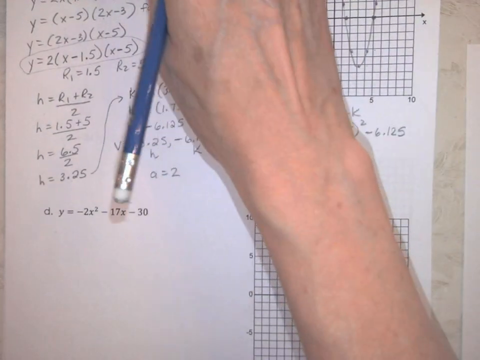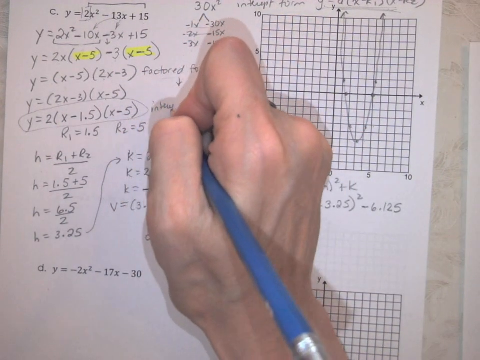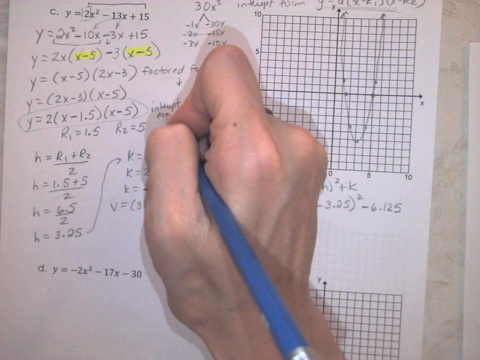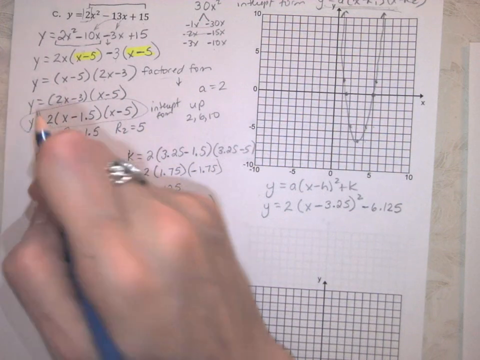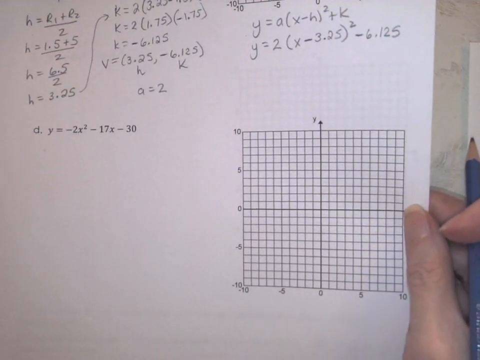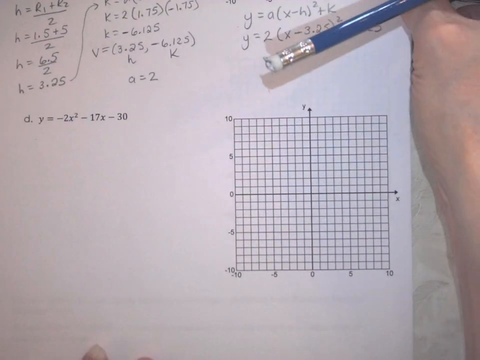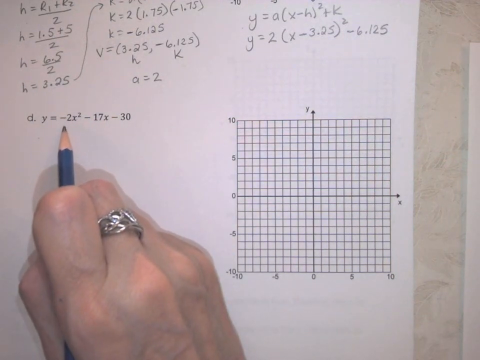Again, with this one, it's important to notice the difference between factored form and intercept form, and how we had to force the step number. We had to common factor it out in order to put it into intercept form. Okay, D. So again, we would check for common factors first.